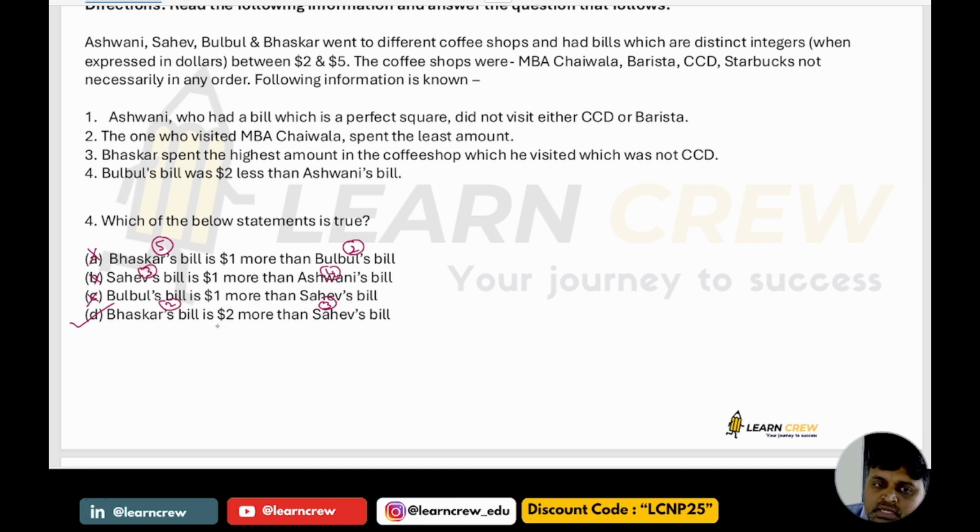Bhaskar's bill is $2 more than Saheb. Bhaskar is how much? 5. Bhaskar is 5, Saheb is 3. So 5 is 2 more than 3. Thereby you can say the fourth option is correct. So fourth question, option D is correct.